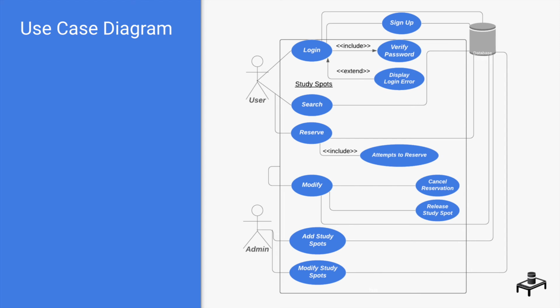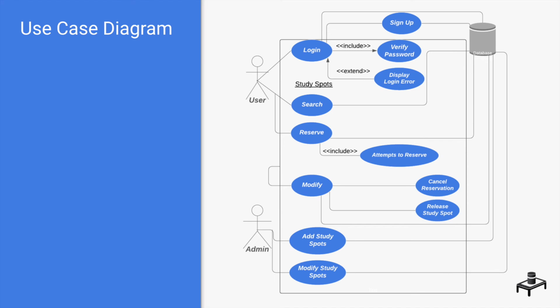For search, the user will be able to see if the study spots are available, reserved, or pending reserved. For the reserve function, the user will be able to see if a study spot is available. Then they're able to save their spot by reserving it, and if it's in a pending state, they can cancel the reservation. For the admin, they'll have a special page where they have two functions: add and modify study spots.